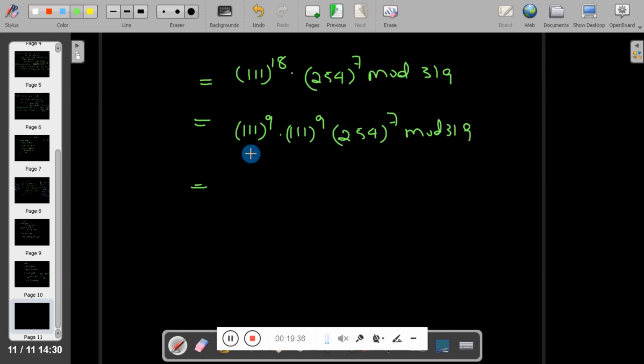When you solve 111 raised to power 9 with mod 319, you will get the answer 199. So I can write this equation as 199 into 199, and when you solve 254 raised to the power 7 mod 319, you will get the answer 144.